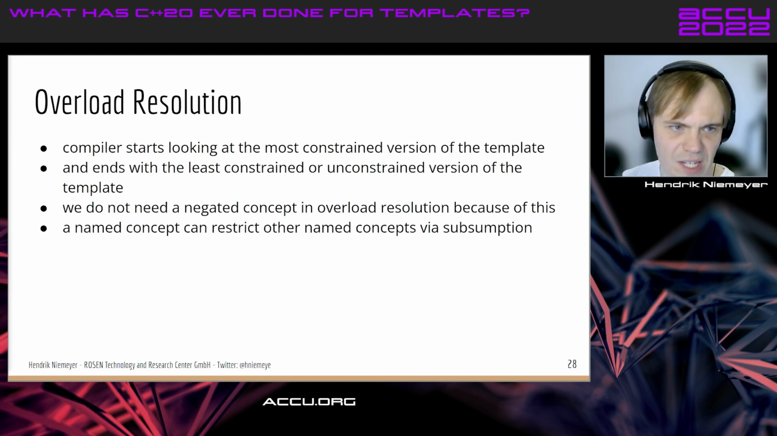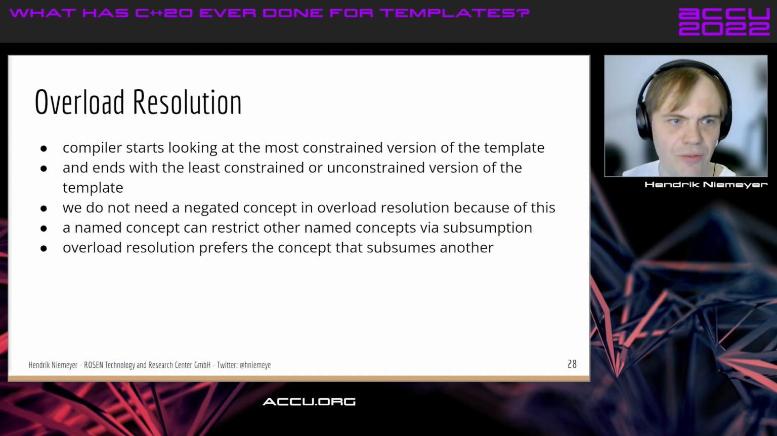A named concept can restrict other named concepts via subsumption. So we can have something like concept B is concept A and something else. And this is also used in overload resolution and checked basically hierarchically where the overload fits. And the overload resolution will prefer a concept that subsumes another. This is hard to understand on slides, and I think this gets easier to understand if we look at code.